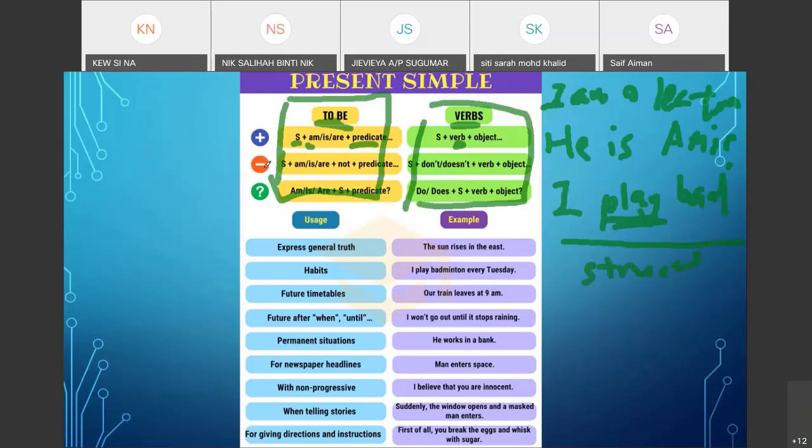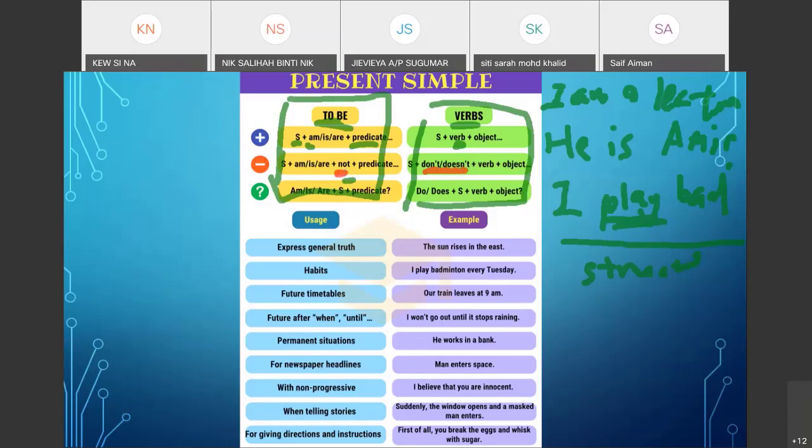Okay. So if you want to write something negative, for example, I'm not a lecturer, I will add a not here. Can you see here? Not. So you just add a not. So you want to say he does not play badminton, right? So we will use do not and does not. For example, I do not play badminton. He is not Amir. I am not a lecturer. If we want to talk about something negative, we will add not here.